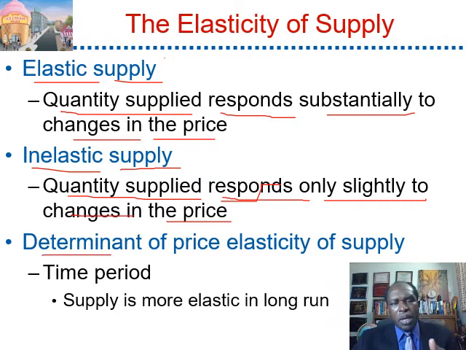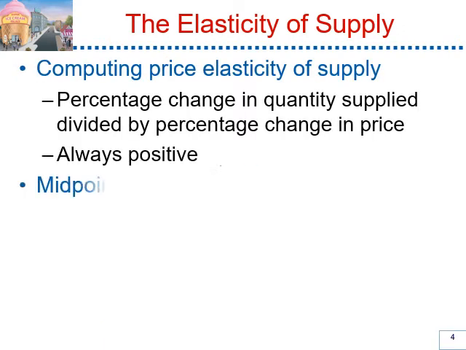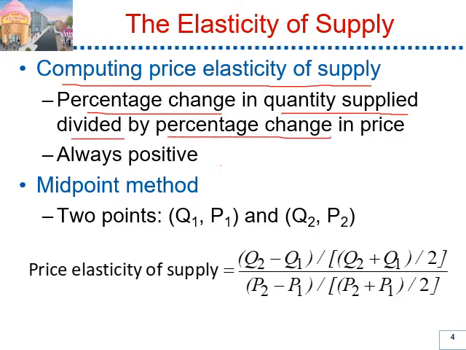So the determinant of price elasticity of supply is the time period. Supply is more elastic in the long run. When computing the price elasticity of supply, you take the percentage change in quantity supplied divided by the percentage change in price. The price elasticity of supply is always positive.